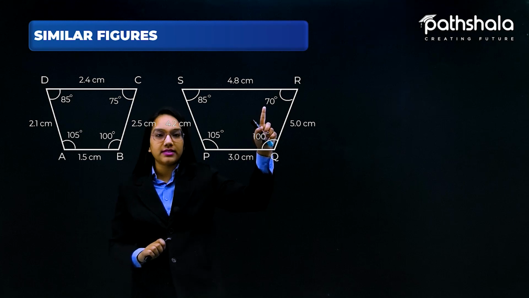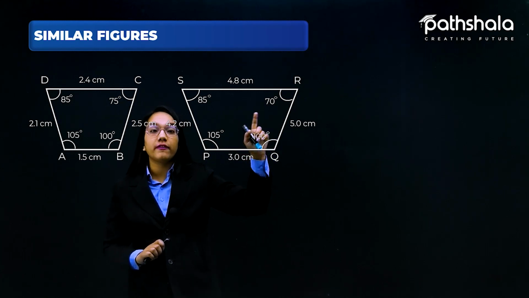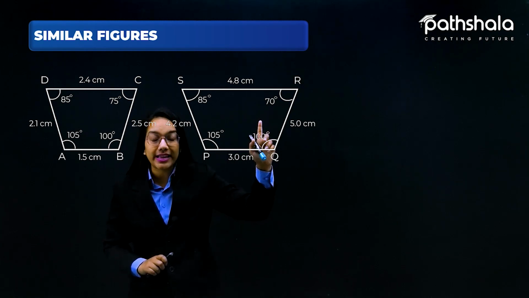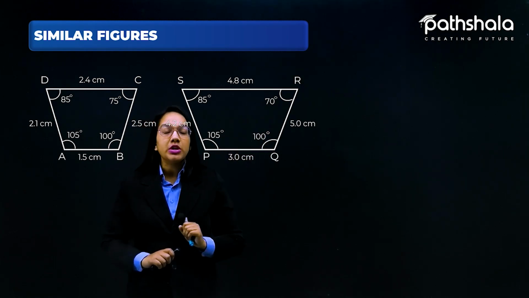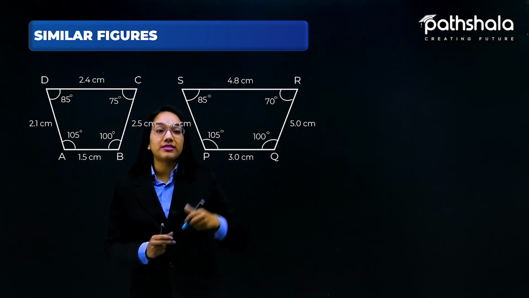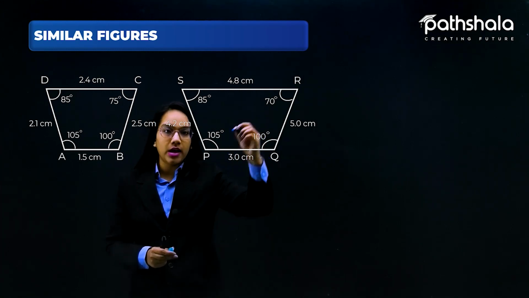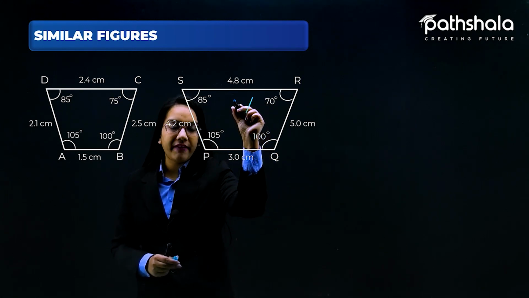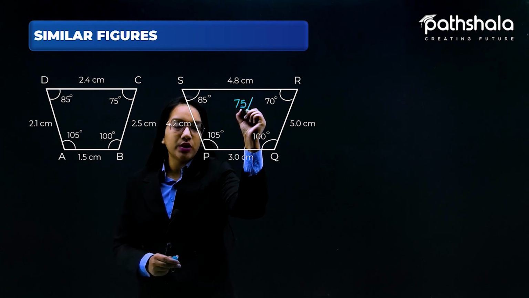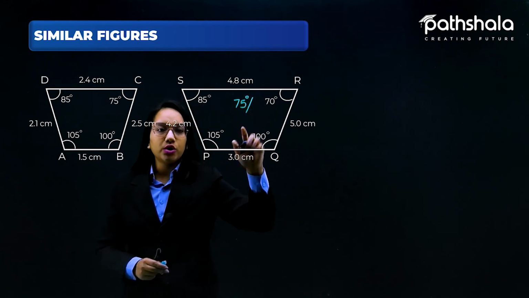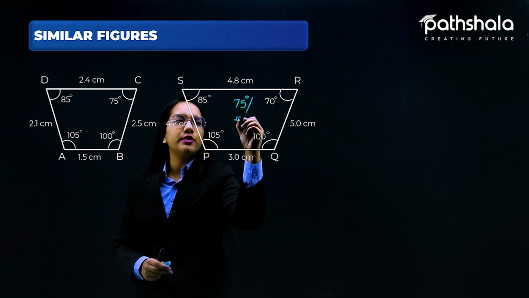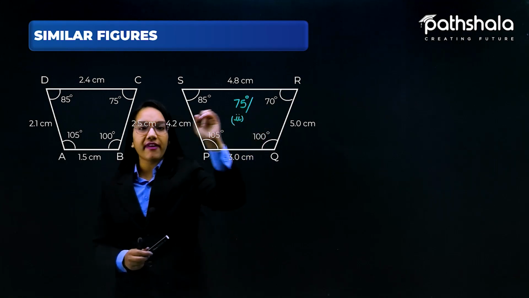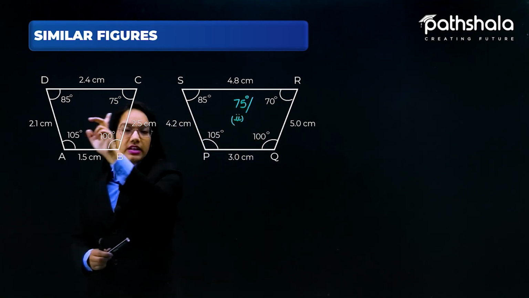This is 75, this is 70 degree, and let us suppose that rather than taking 70 degree, I am taking 75 degree. So if this angle was 75 degree, then obviously this is 75, this is 75, this is 85, this is 85.